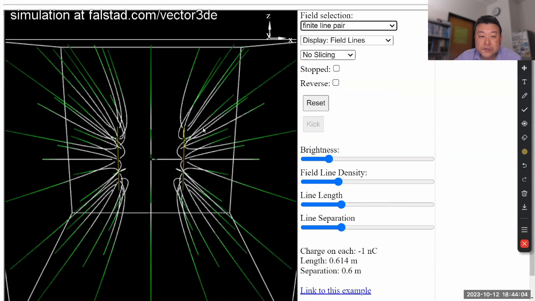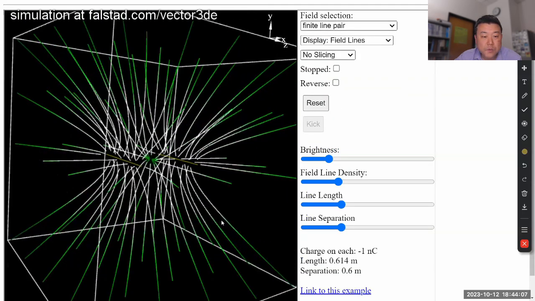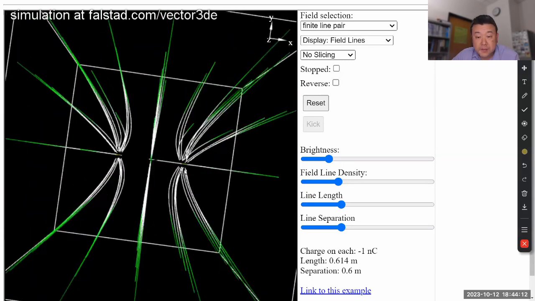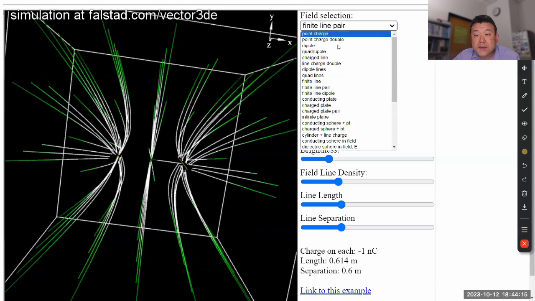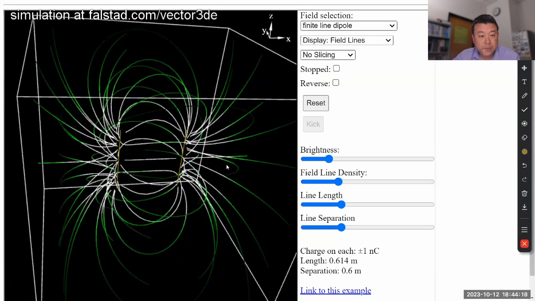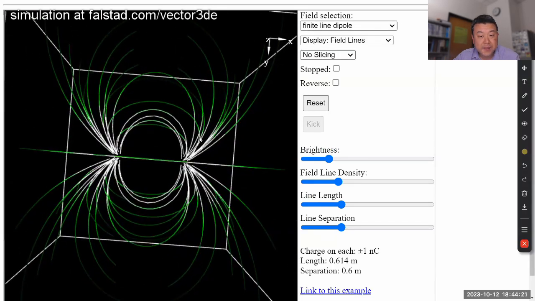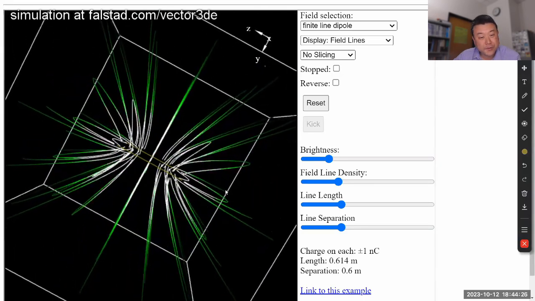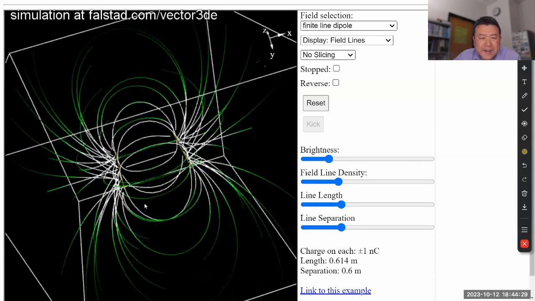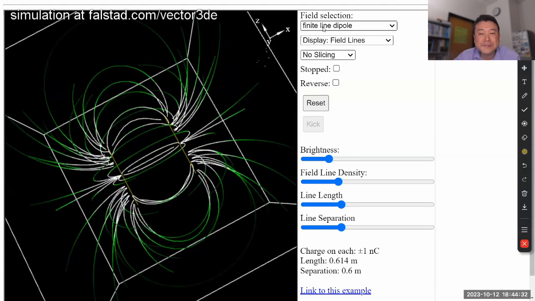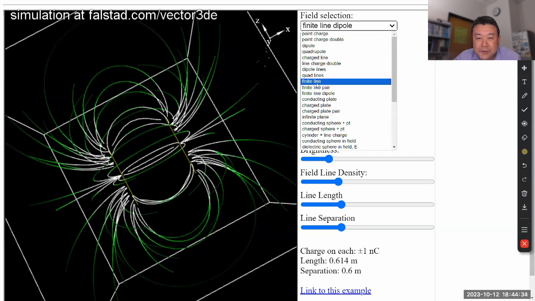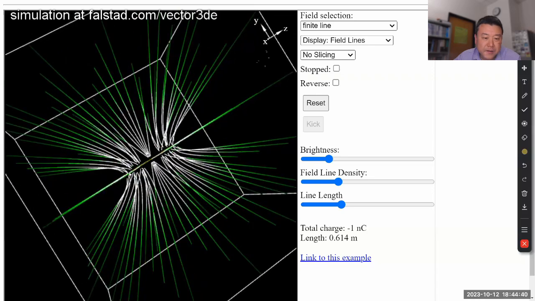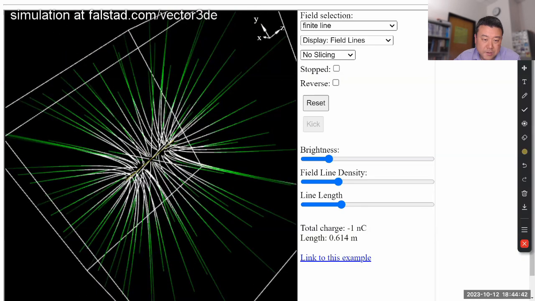Finite line pair can be interesting. So I think this is one where they have equal charge, one positive, the other also positive, and the finite line dipole would be where one is positive, the other is negative. And from one view, it looks kind of like a dipole field, and from another view, I don't know. Oh wait, it's a finite line. Oh, okay. So there's a finite line. Yeah, so when it's a finite line, it's different. So the length of the line charge is about that long.